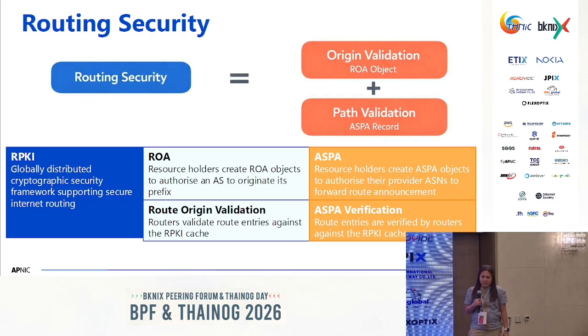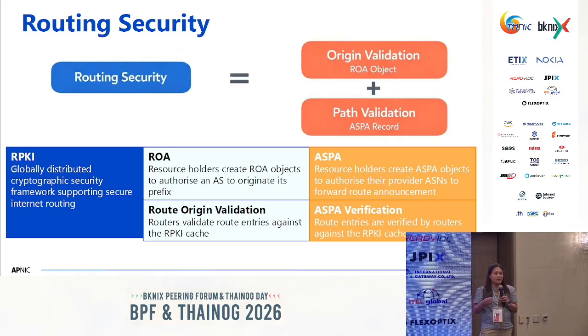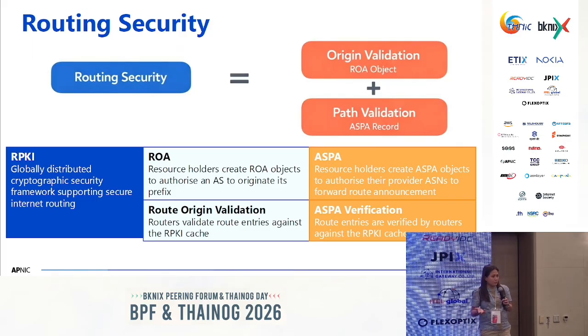RPKI is the routing security framework that enables resource holders to verify their resources against internet resources. Using this framework, you as resource holders are now able to create a digital object called a ROA, which authorizes ASNs to originate your route, your prefix. By doing so, you're enabling any BGP speaker that is RPKI enabled to verify this information and make the necessary policies and rules that they need to apply.